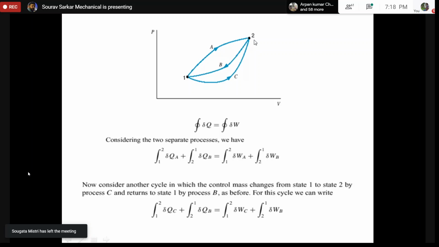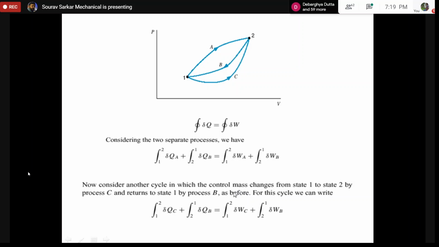If this is a cyclic process, we can also write this line, the bottom line, integration 1 to 2 dqc. So when you are traveling through C, there will be some heat transfer. Whenever you are coming back through B, there will be some heat transfer. This summation of heat transfer will be equal to, when you are traveling from 1 to 2 through the path C, there will be some work transfer. Whenever you are traveling from 2 to 1, there will be some work transfer. The total heat transfer equals the total work transfer.